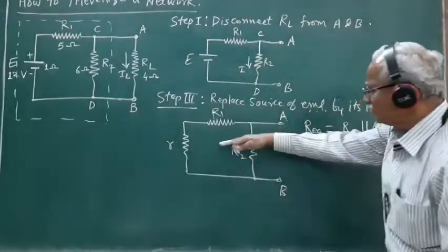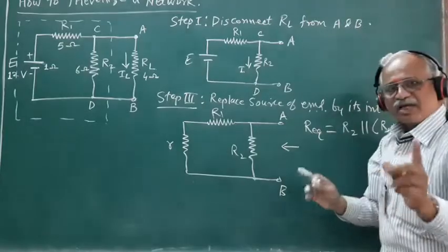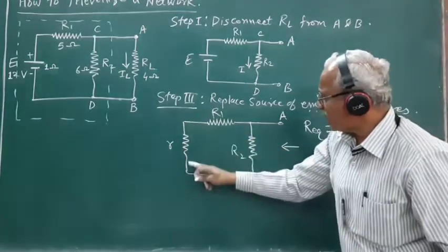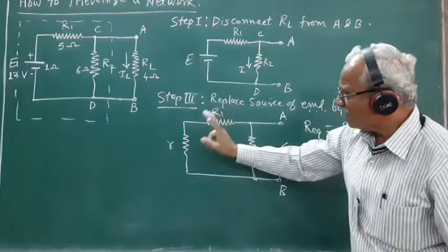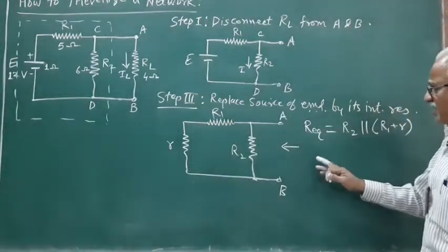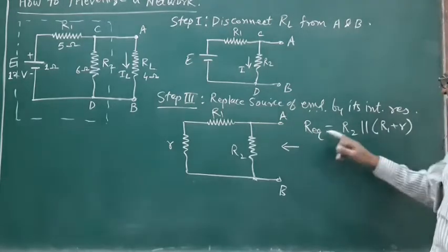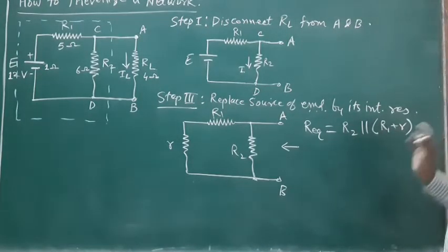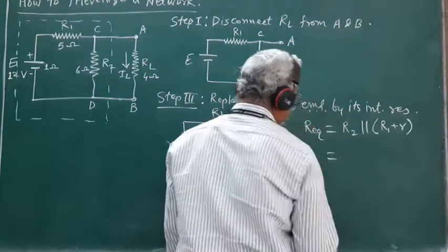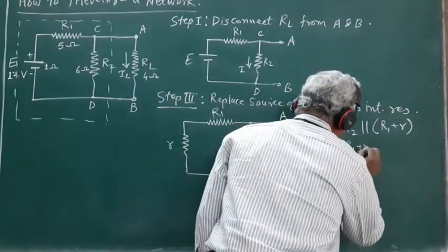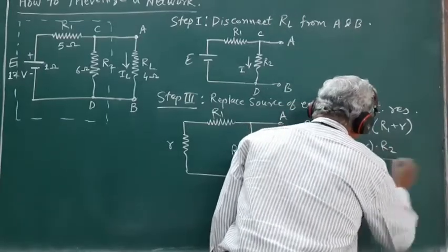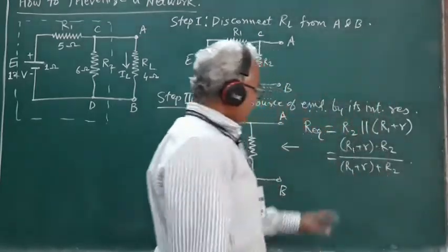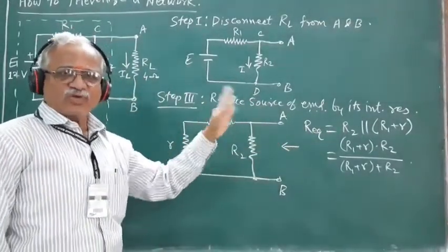So when we view this network backwards from the open terminals A and B, there are two branches. In this first branch we have the resistance R2, and in this second branch we have the series combination of R1 and small r. So equivalent resistance of this network when viewed backwards from the open terminals A and B is nothing but equal to the equivalent resistance of the parallel combination of R2 parallel with R1 plus small r. So this is nothing but equal to (R1 plus small r) into R2 divided by (R1 plus small r plus R2). The equivalent resistance of the parallel combination is R1 R2 upon R1 plus R2.